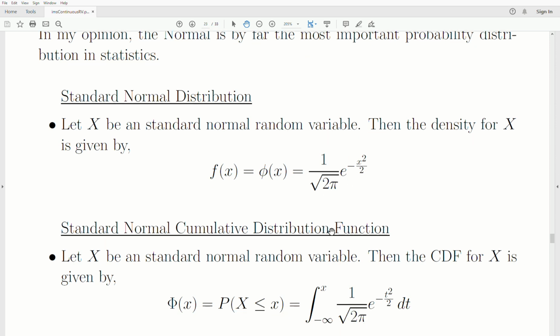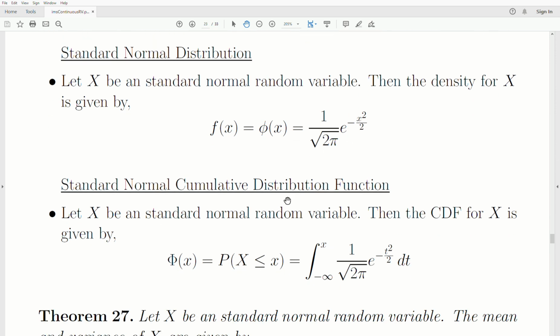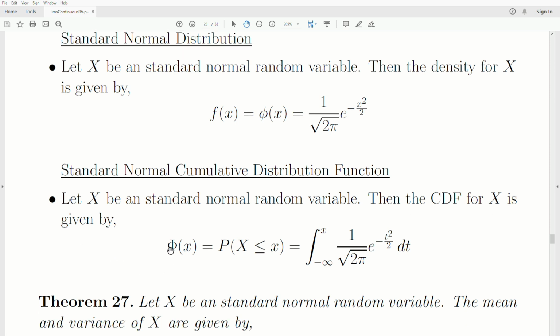There's no parameters. Now the standard normal cumulative distribution function: let X be a standard normal random variable, then the CDF for X is given by this. This is the capital Greek letter phi. So phi of x is the probability that X is less than or equal to some number little x, which is the integral from negative infinity to x of the density for the standard normal distribution.